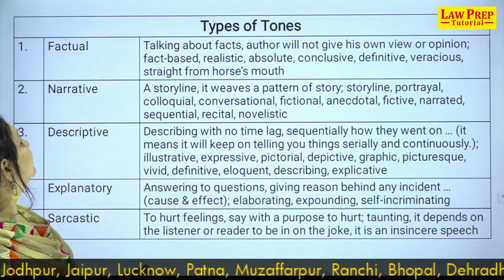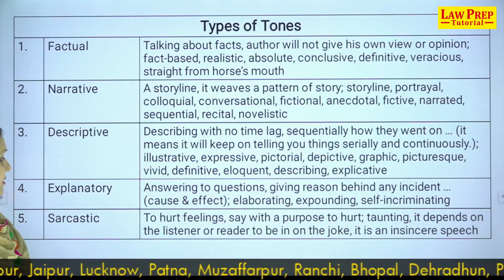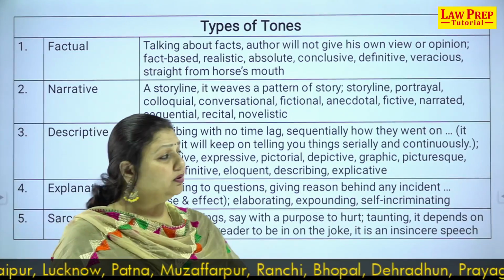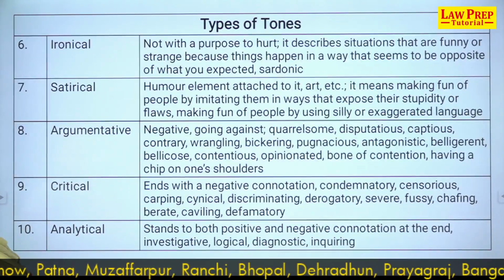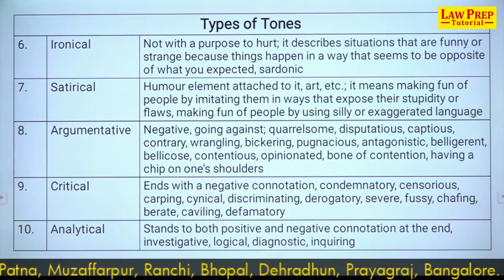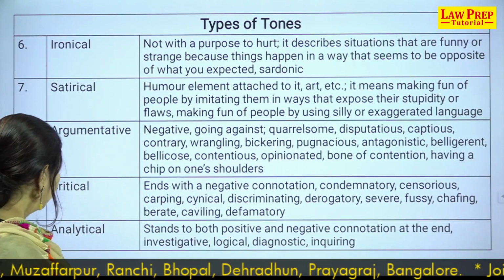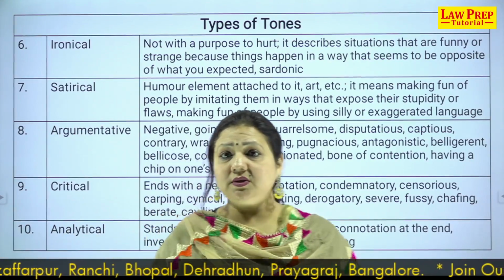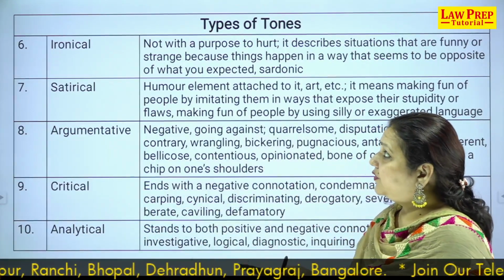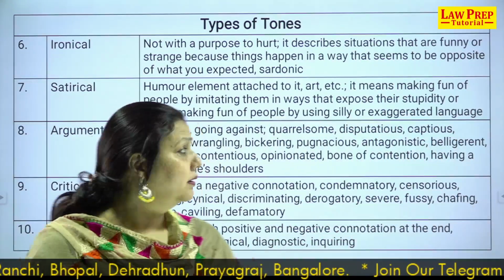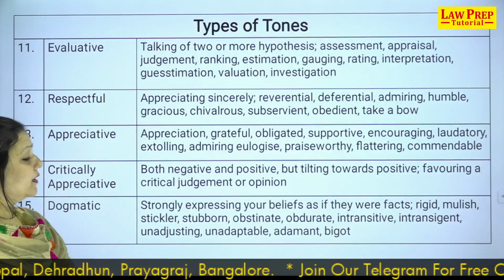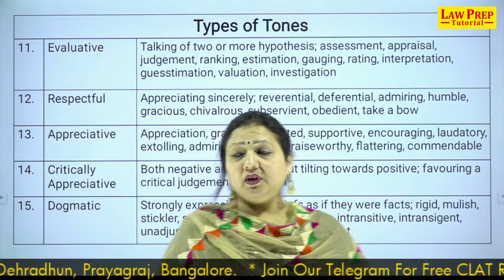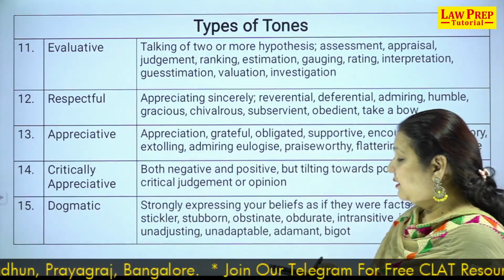These were some of the writing skills: factual, narrative, descriptive, explanatory and sarcastic tone. Moving further to the tones, that is ironical, satirical, argumentative, critical and analytical. I just guess aside so that you can match with these tones. Then we had further in this tone category, I'm so sorry, evaluative, respectful, appreciative. Yes, critically appreciative and dogmatic.